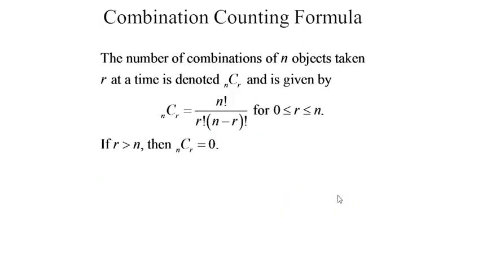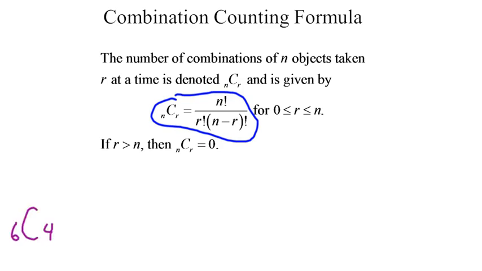The counterpart to a permutation is a combination. If you look at the formula, if we have n total objects and we're choosing r, the formula is going to be very similar. The only difference is in the denominator we have an extra r factorial that we need to account for.